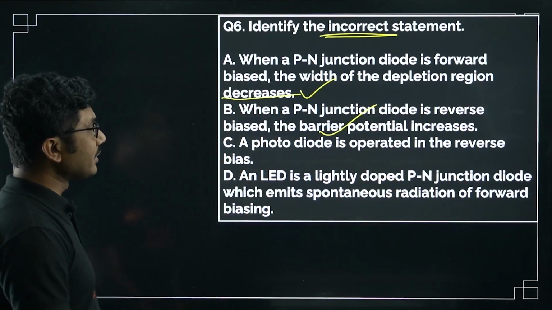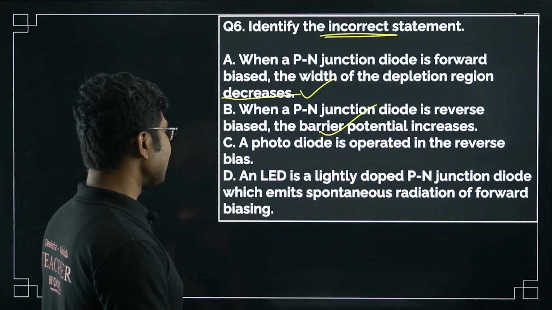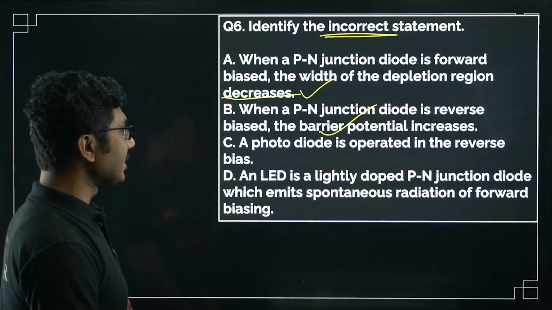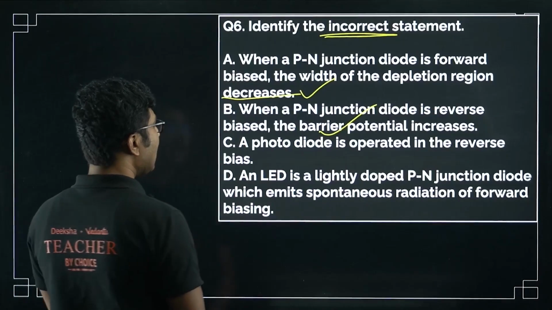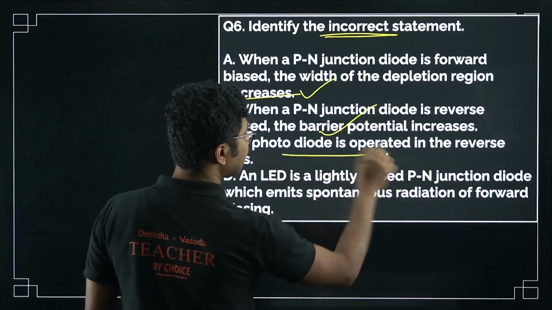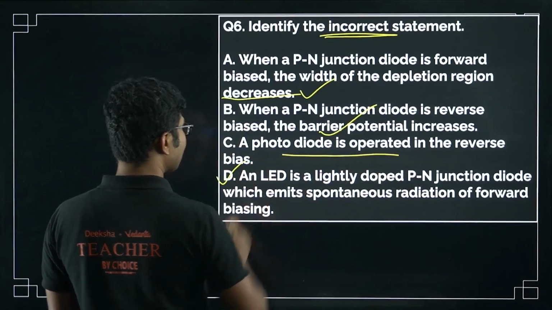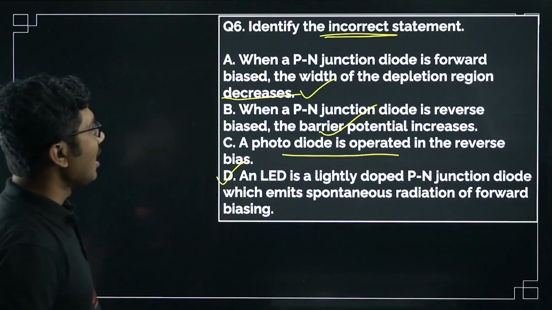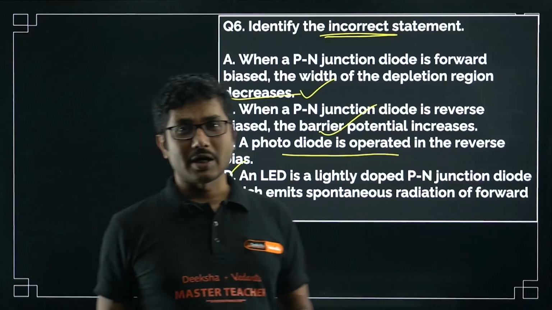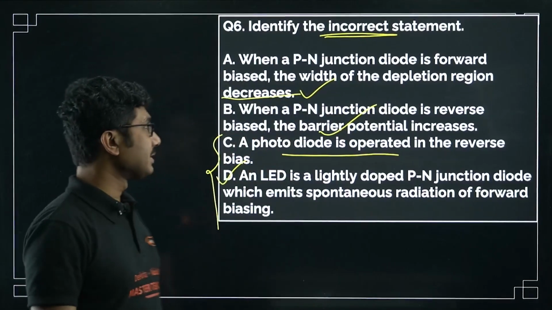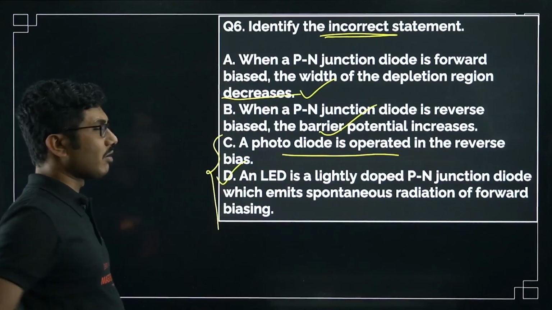A photodiode is operated in the reverse bias, and an LED is a lightly doped PN junction diode which emits spontaneous radiation on forward biasing. So the photodiode operates in the reverse bias. Correct. This is also correct, but I think this exact same question will not come, because these 2 portions are no longer part of your syllabus.